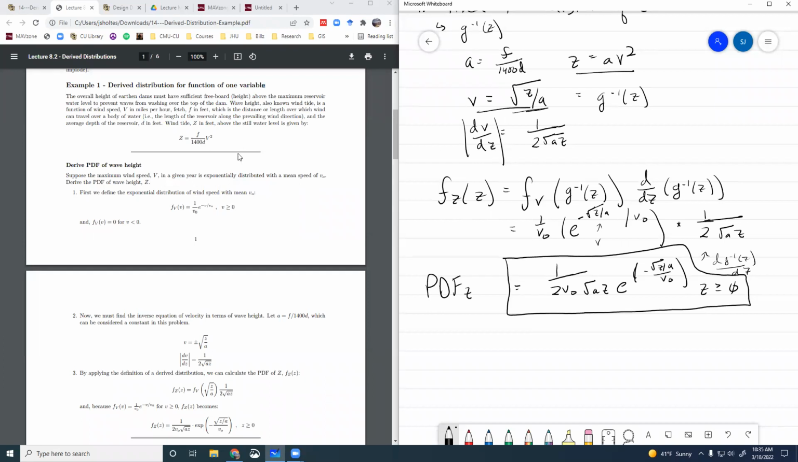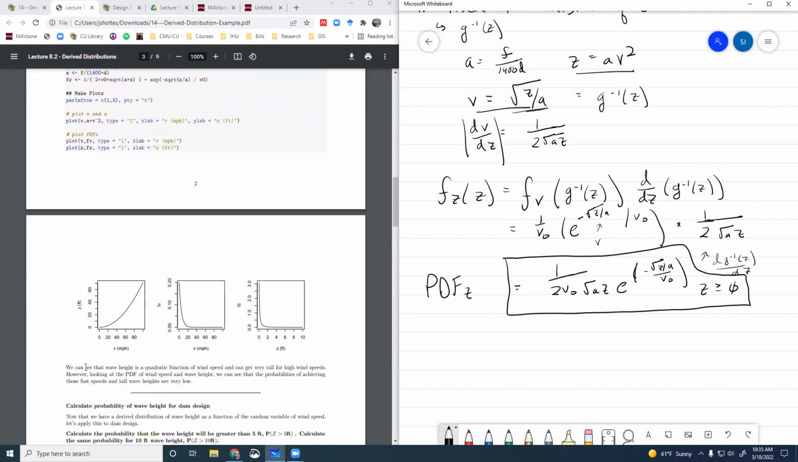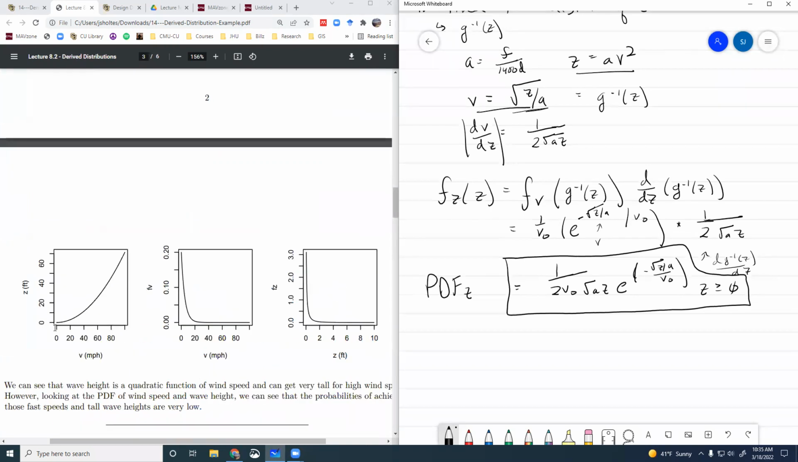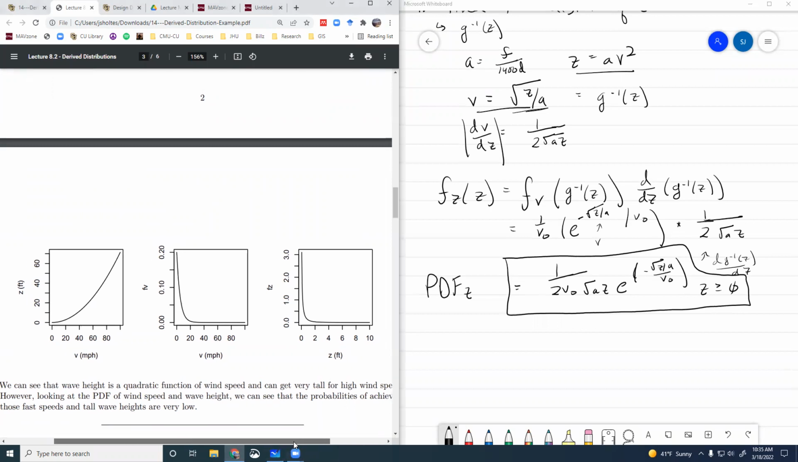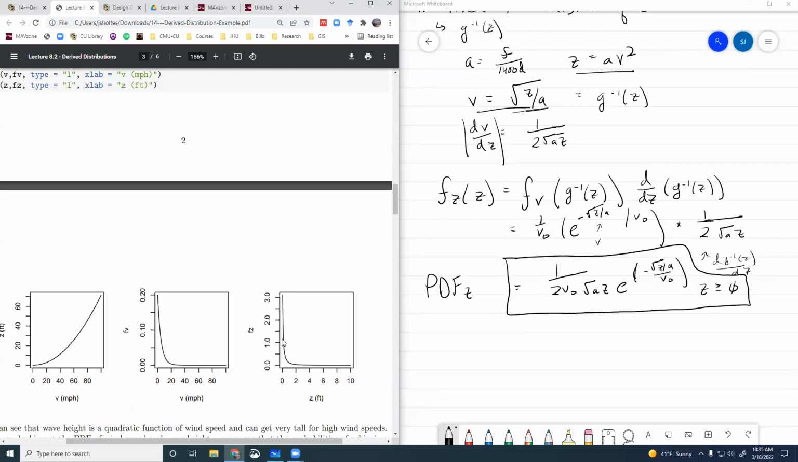And what does that actually look like? Then we can actually plot these. And so I give you an example of plotting these in R. Here's a plot for z. So z as a function of v is just a parabolic equation. Here is our PDF for velocity. It's the exponential distribution, so it decays exponentially. And then the distribution for z looks very similar. Obviously, it's different with the different units, but we now have a PDF of our wave height.